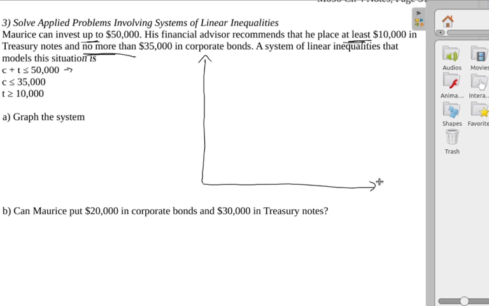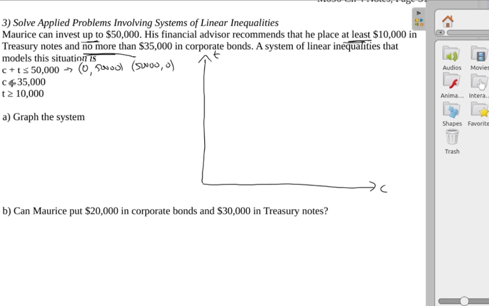If C, I should probably label my axes. Let's call this the C-axis and this the T-axis. Since I don't have x's and y's, I kind of need to be explicit in what they mean. So if C is 0, then T would have to be $50,000. This is looking at the equation, so pretending that's an equal sign for a moment. One of the intercepts would be 0, 50,000. If T was 0, then the other number would have to be 50,000. So we get 50,000 comma 0. So I know right off the bat that these axes need to go up to 50,000 at least.